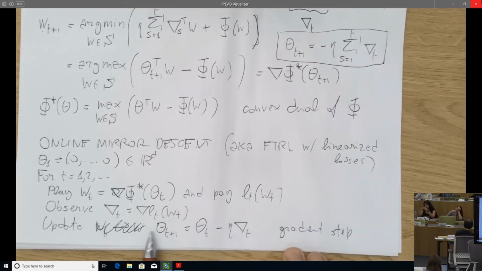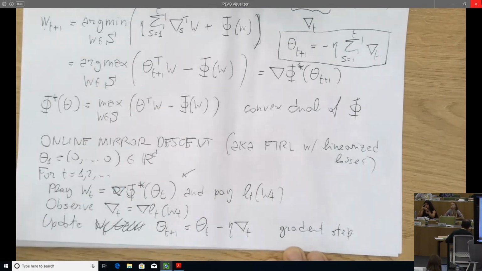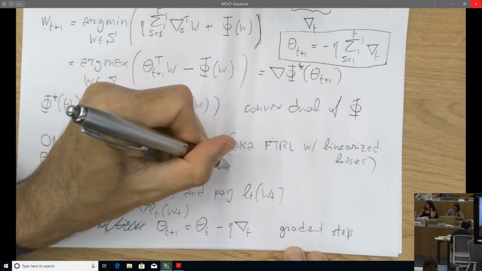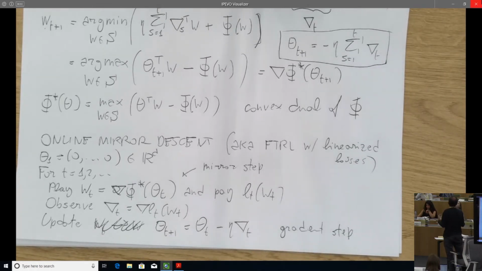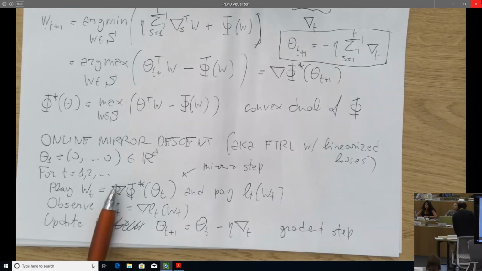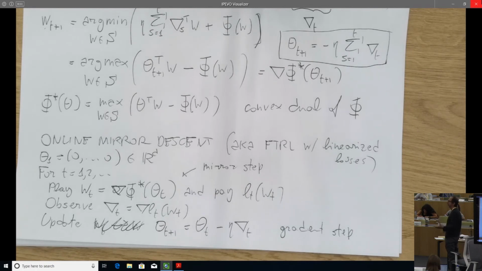So here we do gradient descent, but we are not using the thetas to make our prediction. We use this guy, and this is called the mirror step. What is this mirror step? It's telling us that you shouldn't be using the gradients themselves, but you should distort the gradient using this map. And the map is given by the gradient of the dual of your regularizer. Oh my God, yes, that's it. So let me give you two simple examples of this algorithm. I'm not going to do the analysis because I don't have time, but I will give you two simple examples.